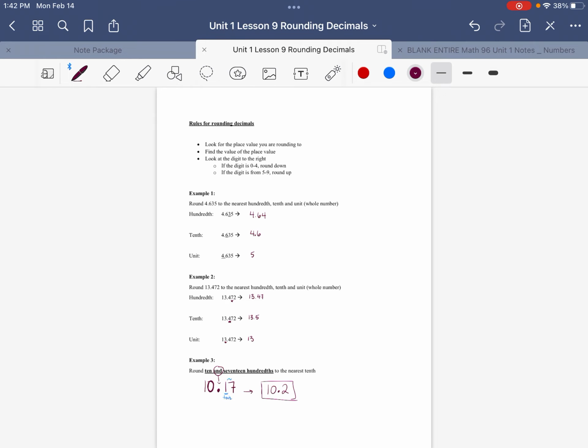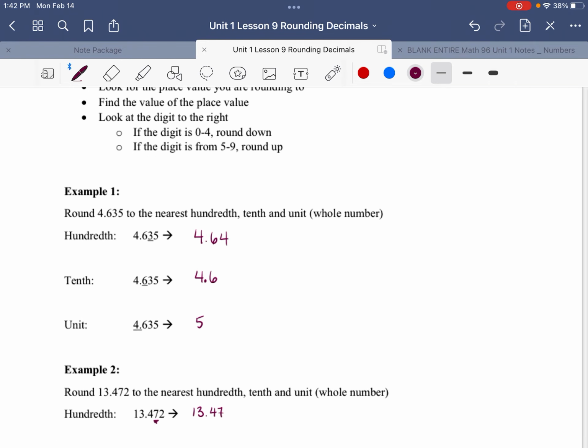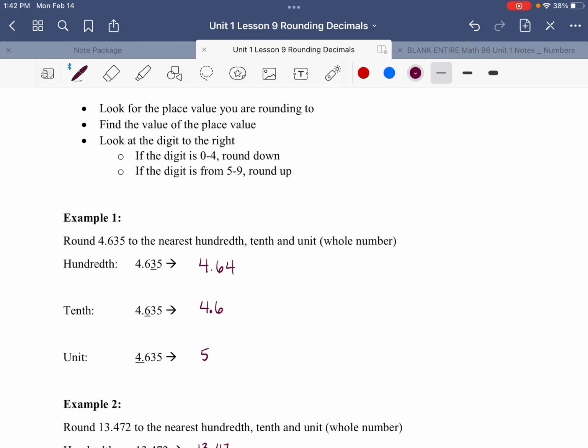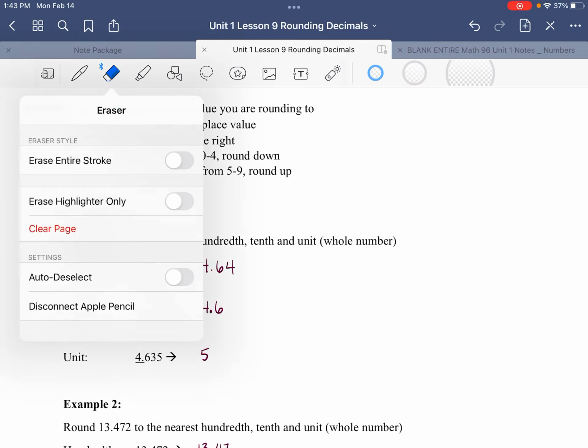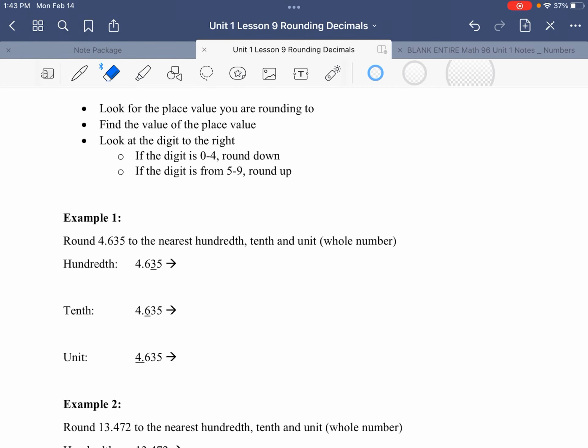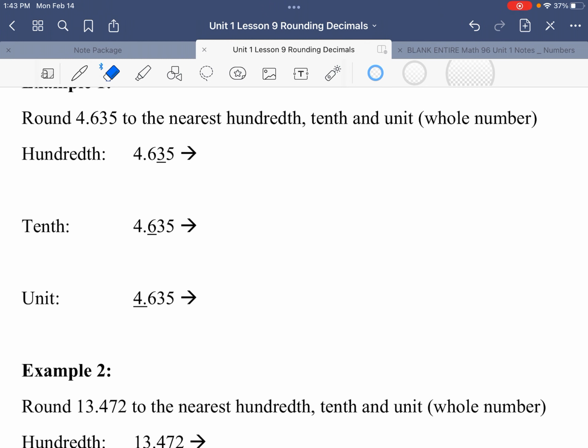So rules for rounding decimals. Look at the place value you're rounding to. Look to the number to the right. If that number is 0 to 4, round down. If it's from 5 to 9, round up. Let's clear this page. So we're going to round 4.635 to the nearest hundredth, tenth, and unit.